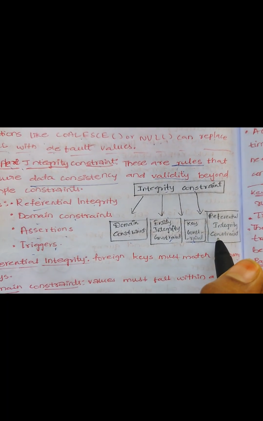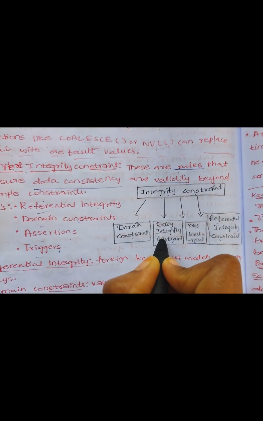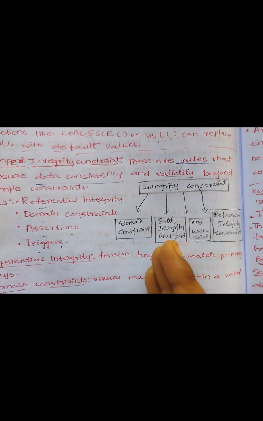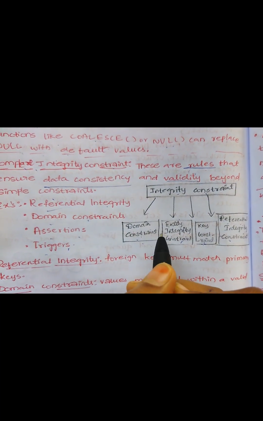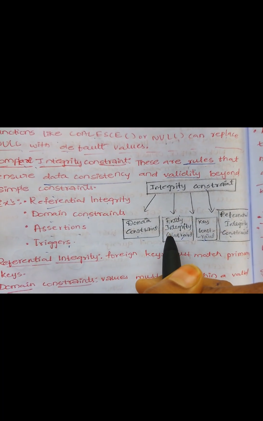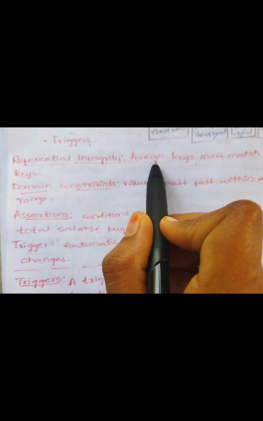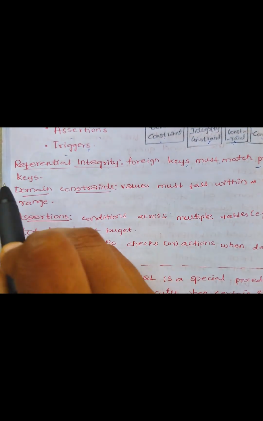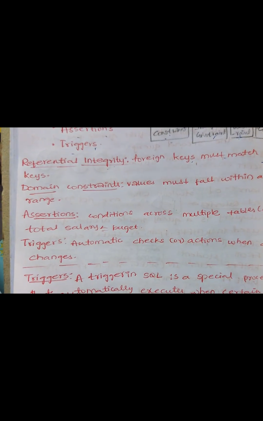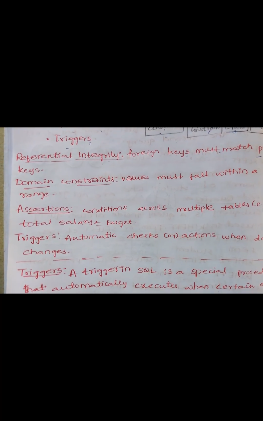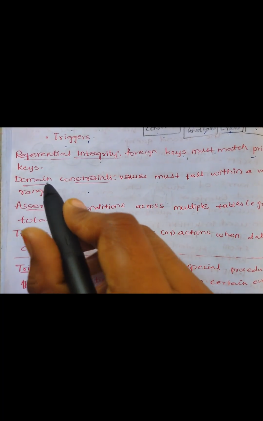Referential integrity constraints are used for referring to a table. Entity integrity means taking a value with some attributes. We use entity integrity constraints. Domain constraints are somewhat similar to the integrity constraint concept. Referential integrity: a foreign key must match a primary key. Domain constraints: values must fall within a valid range. It should contain a valid range, which is known as a domain constraint.